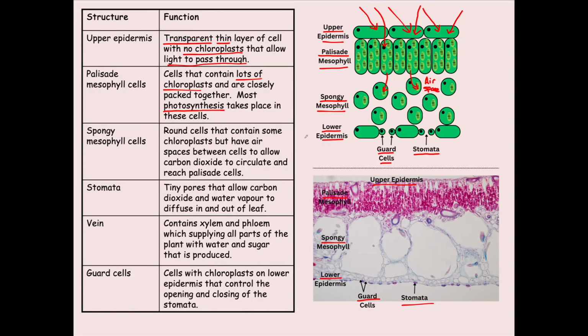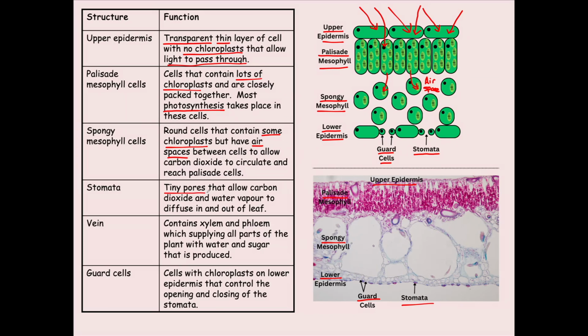We've got the spongy mesophyll. They are these little round cells that contain some chloroplasts. They have some, but not as many as the palisade. And they, more importantly, have air spaces between the cells. And this allows the air, the gas, to circulate and reach those palisade cells. As we said earlier on, photosynthesis is taking place. We need to get carbon dioxide into those cells. We've got the stomata at the bottom.